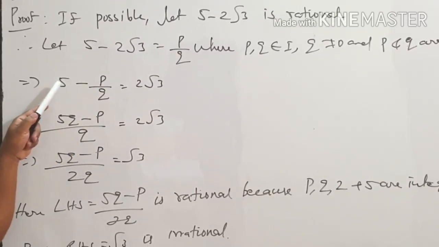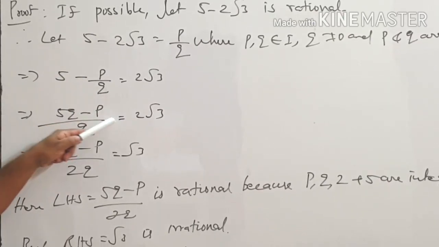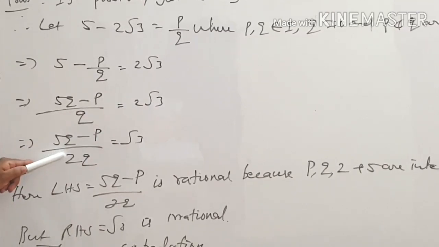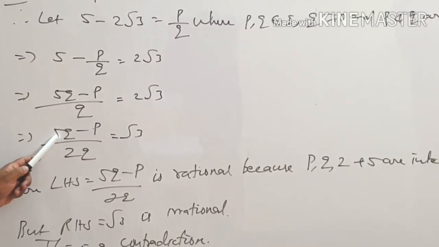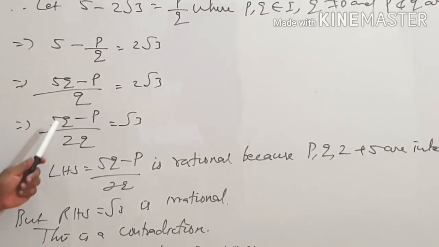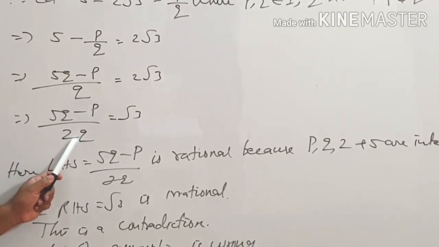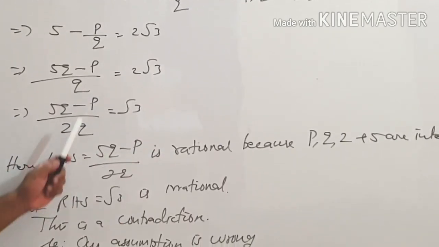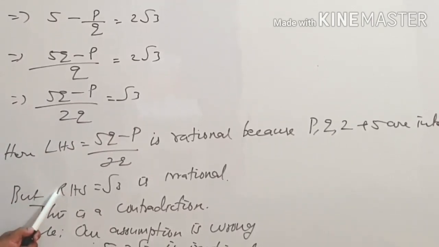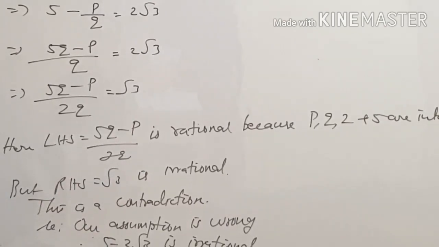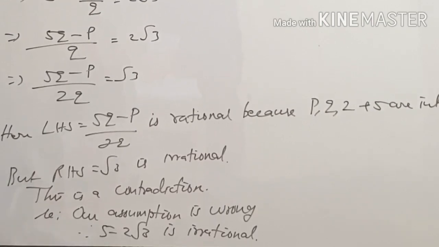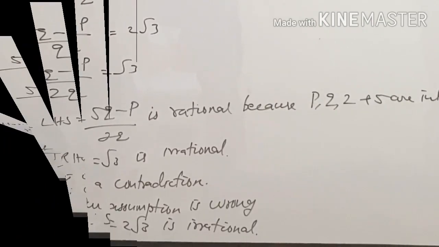On simplifying, we get 5q minus p whole divided by q is equal to 2 root 3. Taking 2 to LHS, 5q minus p by 2q is equal to root 3. Here, LHS is equal to 5q minus p by 2q, which is rational because p, q, 5 and 2 all are integers. But RHS is equal to root 3, which is irrational. This is a contradiction. That is, our assumption is wrong. Therefore, 5 minus 2 root 3 is irrational.